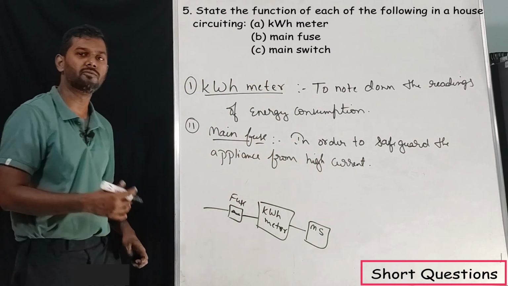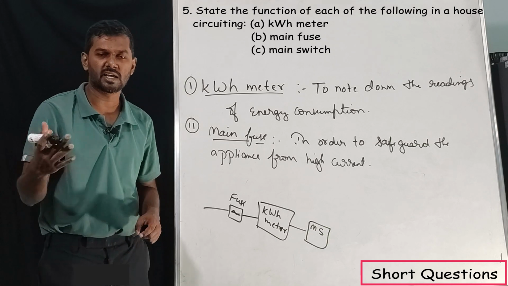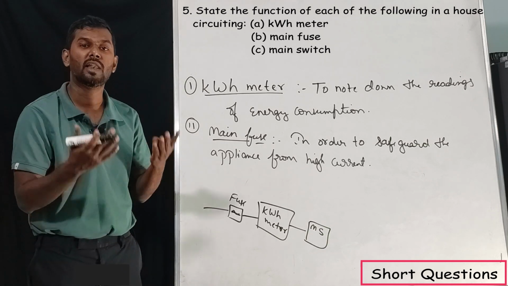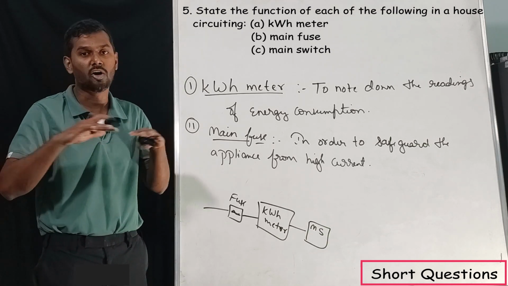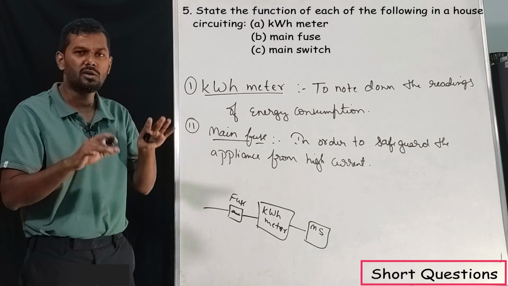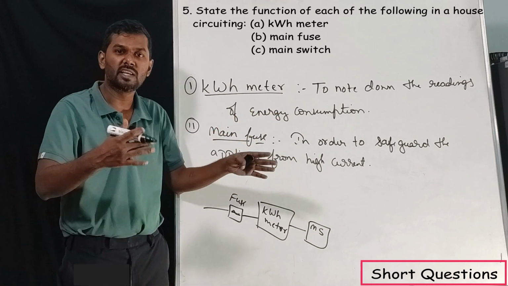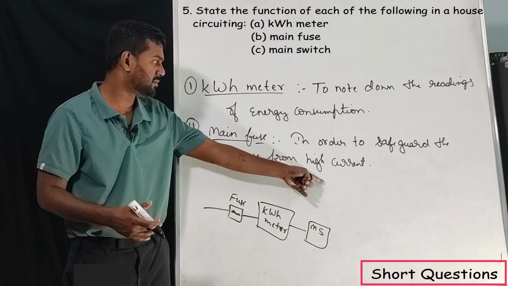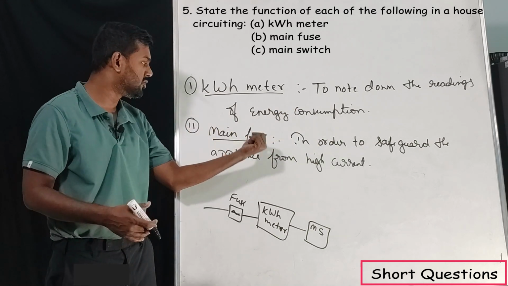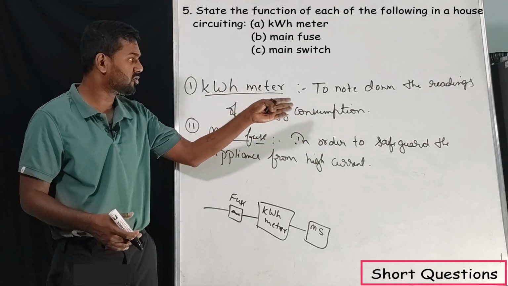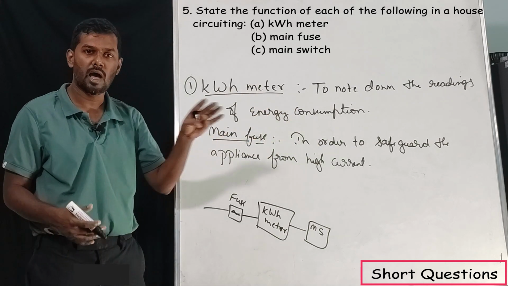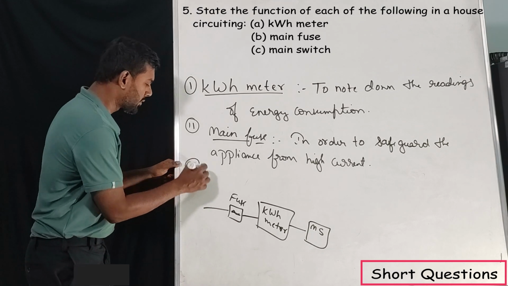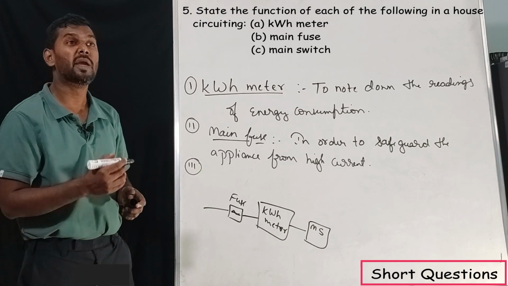If high current comes, we know we are using AC current. AC current means alternating current. The value of that AC current will not be constant all the time. It will keep on varying. If there is any fault, if the high current comes, the function of the main fuse is to safeguard the appliances from the high current. Then we'll go for the main switch.